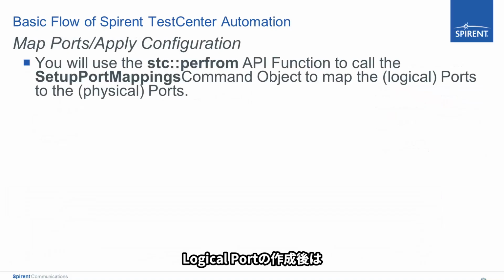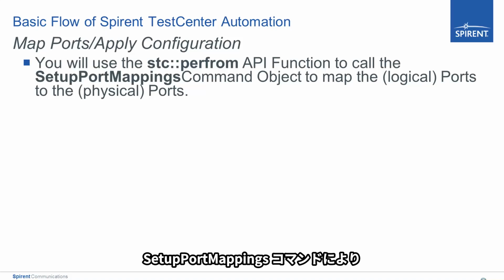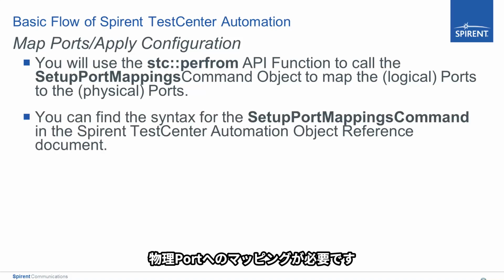Once you've created the ports for the test, now you must use the stc::perform API function to call the SetupPortMappings command object to map these logical ports to the physical ports. Now remember, you will find the syntax for the SetupPortMappings command in the Spirent TestCenter Automation Object Reference document. This is an object. That's why in the perform is an API function. So you're going to perform something. You're going to perform this object.